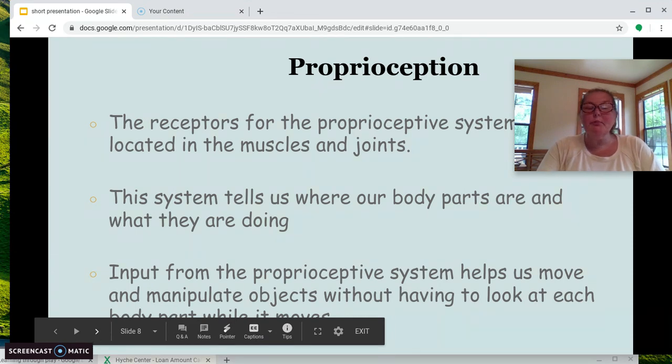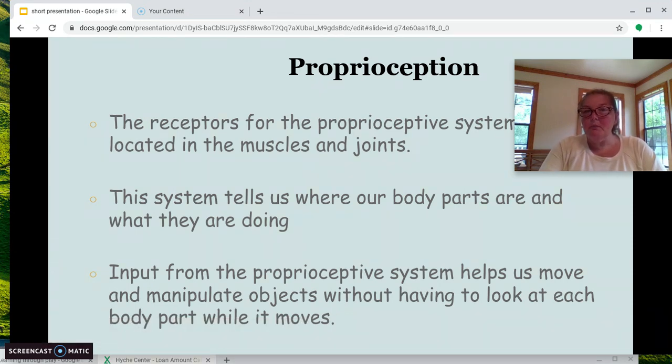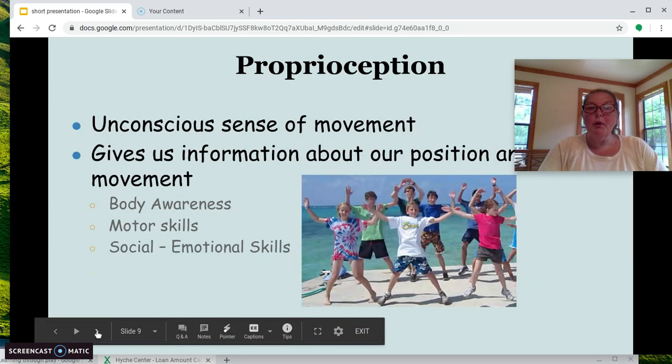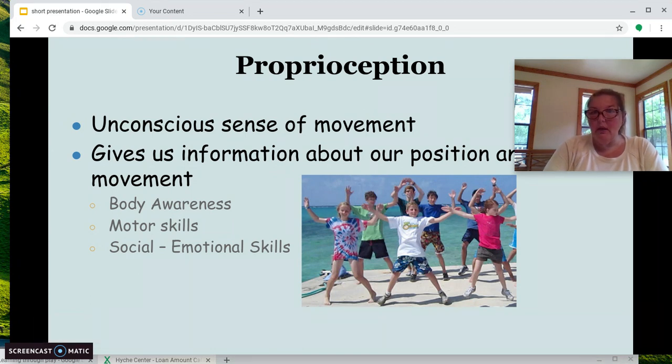Proprioception. The receptors are located deep in our joints and muscles, and it allows us to know what our bodies are doing. So we know we're moving forward or backwards without looking at our feet. Our proprioceptive system also helps us with social emotional development. It allows us to know how far or how close to stand to somebody. It also helps us with daily living skills. We know where our body is in space, so we can lift up one foot to get dressed.